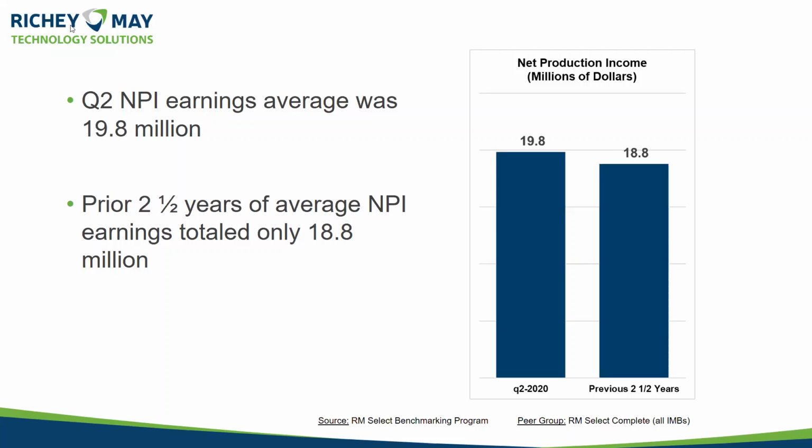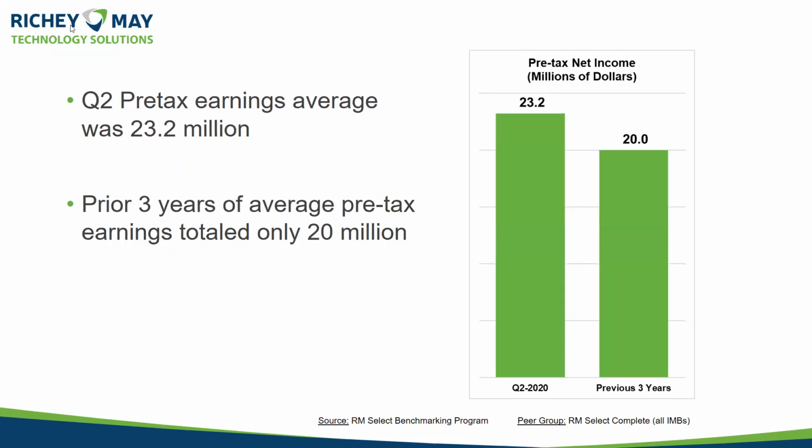It's hard to wrap your head around those numbers. Those numbers might not mean anything to you. I usually don't do actual dollars because it's so specific to the size of your organization, but just looking at those, that just kind of sets me back. And for this one, pre-tax net income in millions of dollars. Q2, 3 months, 23.2 million. And then for the previous 3 years, that pre-tax net income number was 20 million.